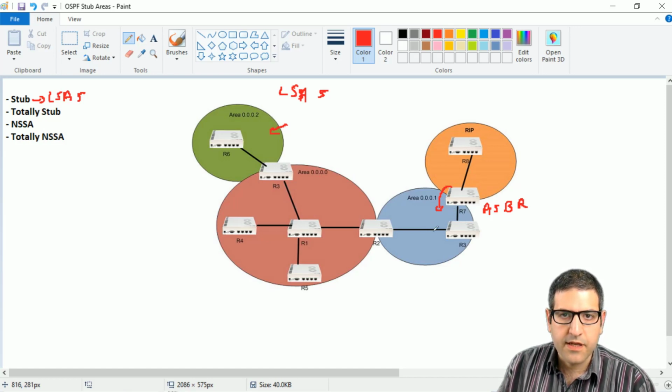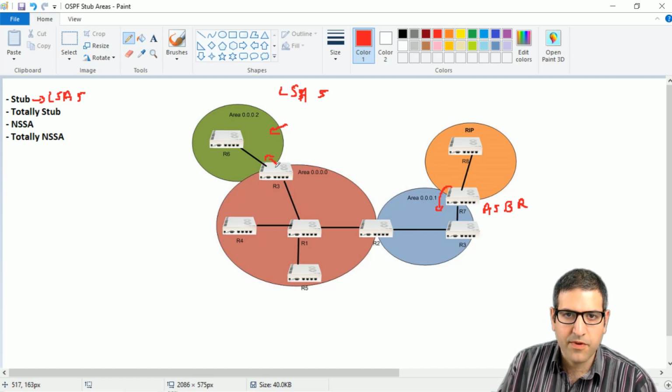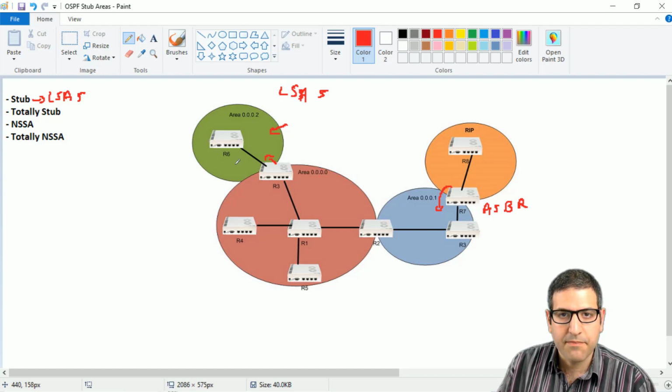The LSA type 5, meaning the external routes coming from RIP to OSPF, will go to all these areas. But when it comes to this area, the ABR, router 3, will not allow them. So the external routes that we saw before when we were doing the configuration will not be shown anymore to the routers in this stub area. So this is really the idea of the stub area. It will block all external routes and will not allow them to come inside this area.